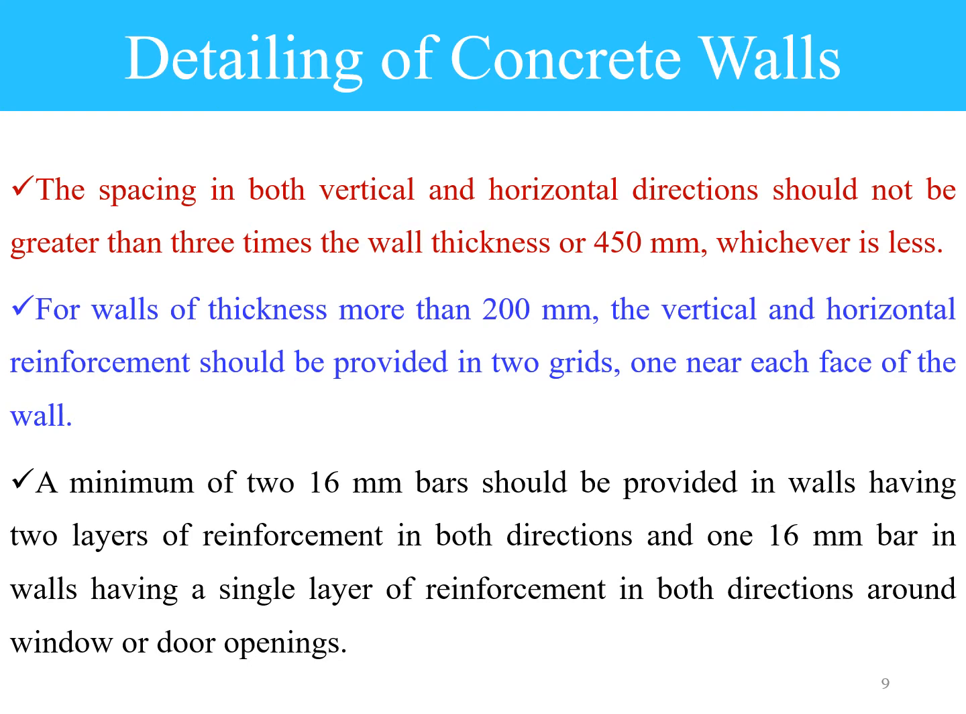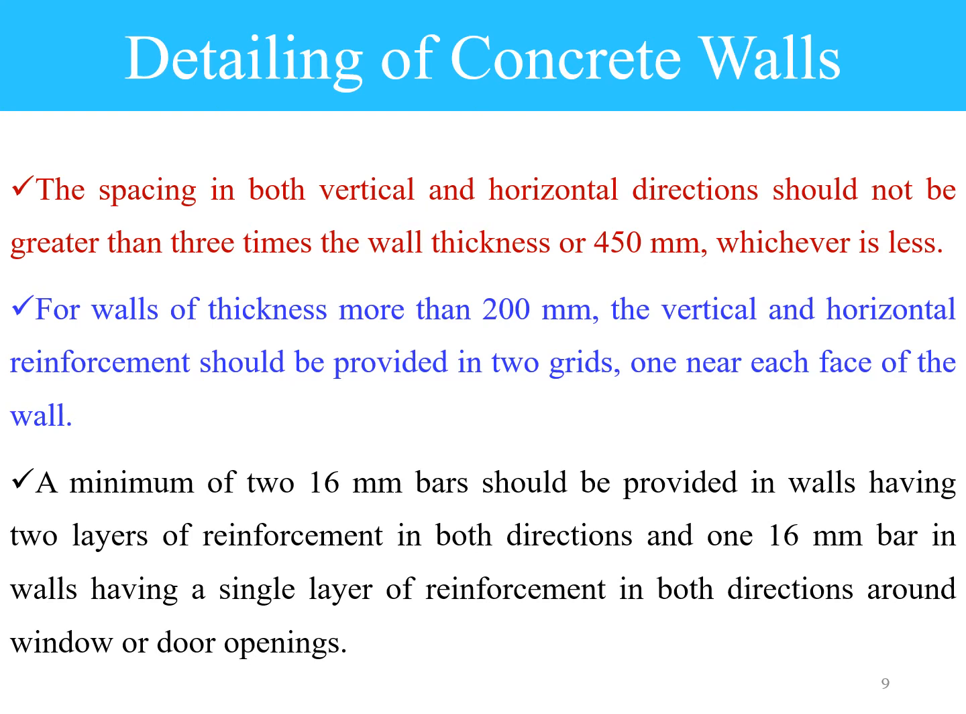Next, detailing of concrete walls. The spacing in both vertical and horizontal directions should not be greater than 3 times the wall thickness or 450 mm, whichever is less. Next point, for a wall of thickness more than 200 mm, vertical and horizontal reinforcement shall be provided in 2 grids, one on each face of the wall. For example, if the wall thickness is more than 200 mm, 2 layers of grids can be provided.